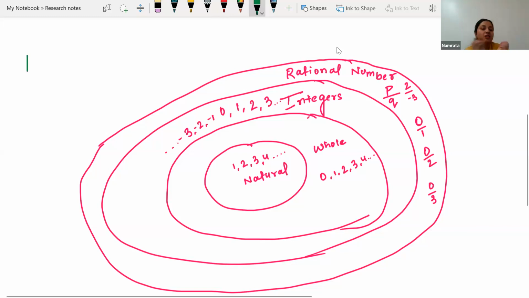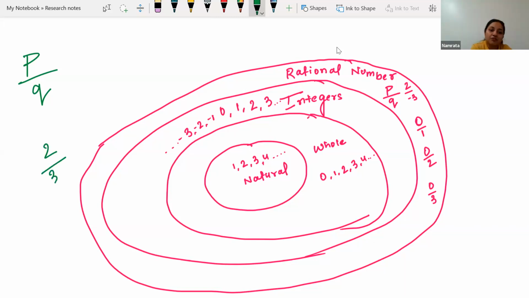In mathematics, when you see the definitions and everything, it can make you confused. What is P by Q? P and Q are just numbers. P can be 2, Q can be 3, P can be 5, Q can be 6. Only one condition is there, that the denominator value should not be 0. If we keep that in mind, then all the fractional numbers which can be written like this are rational numbers. So why is Q not zero?